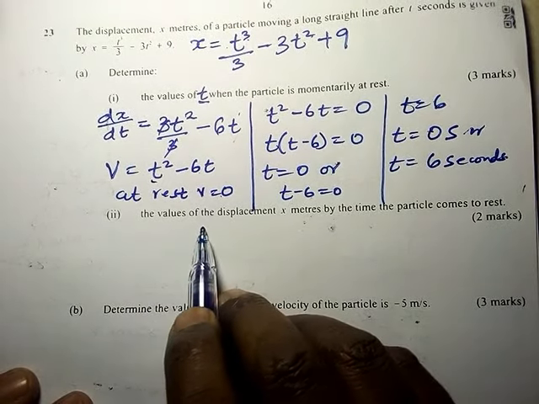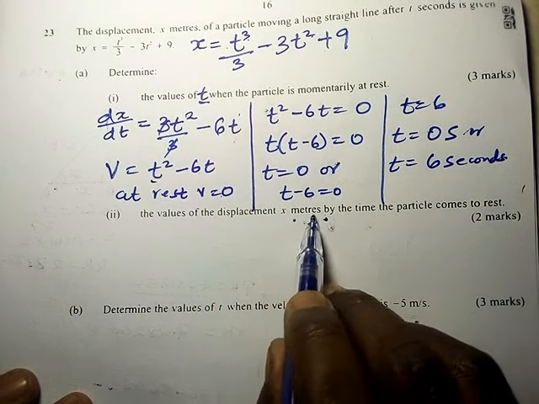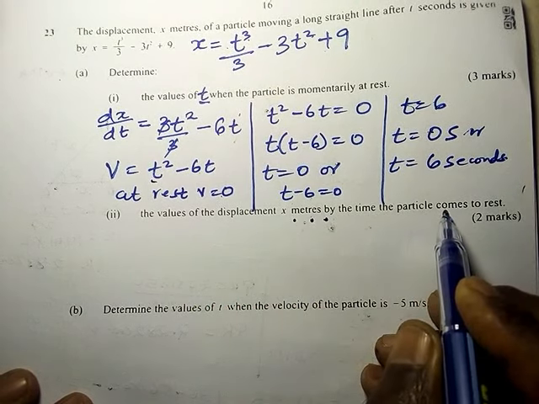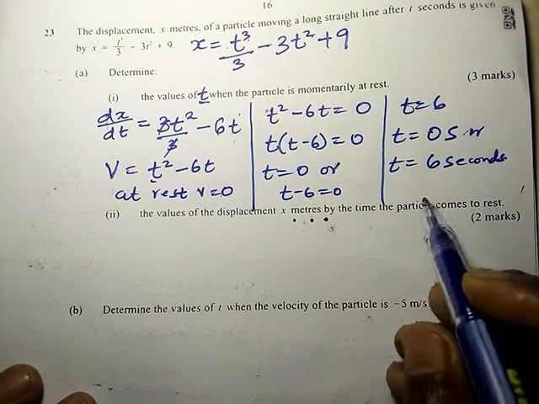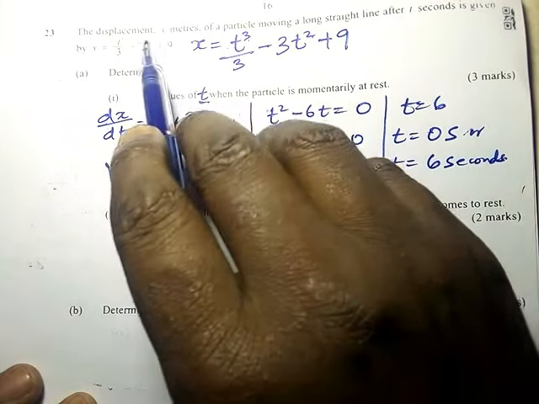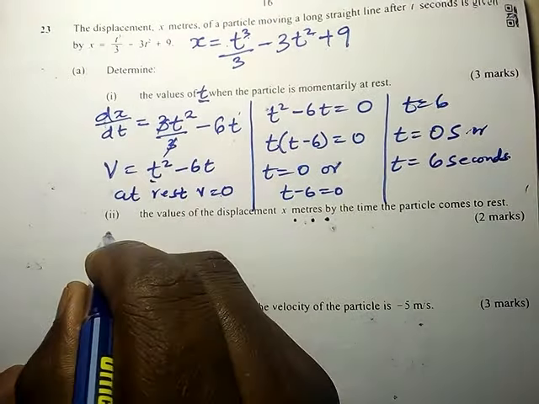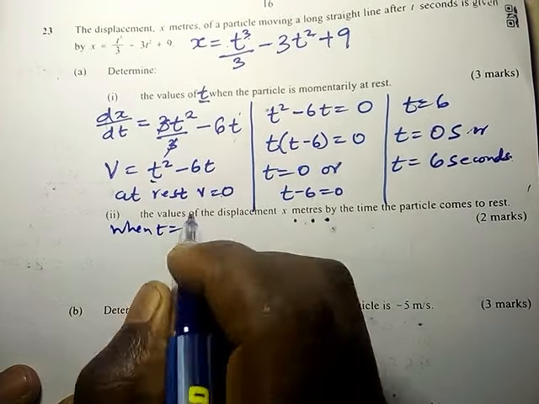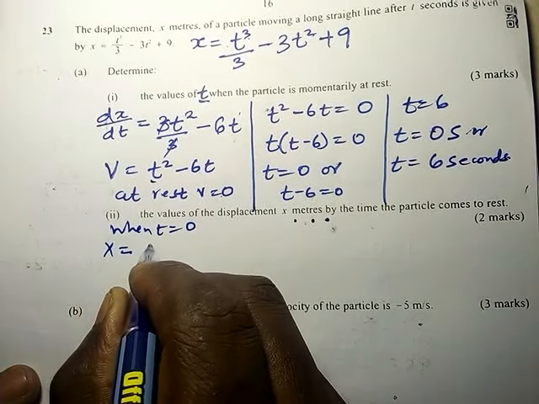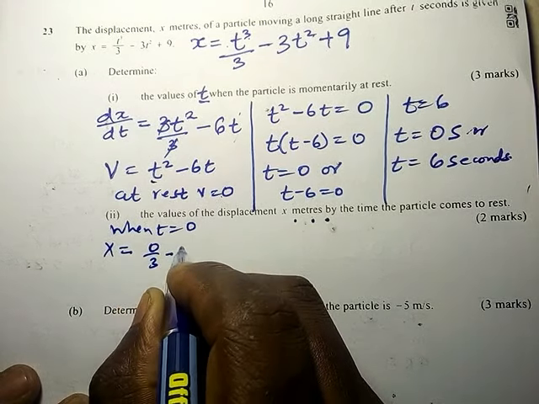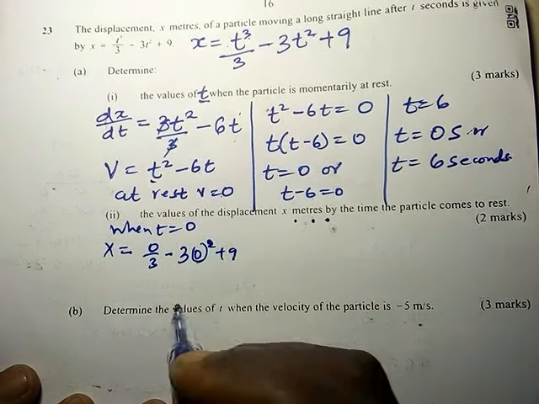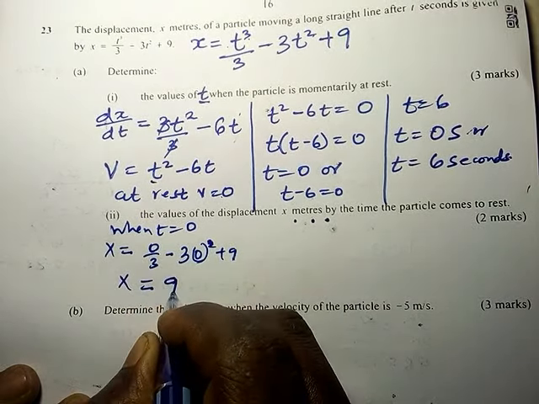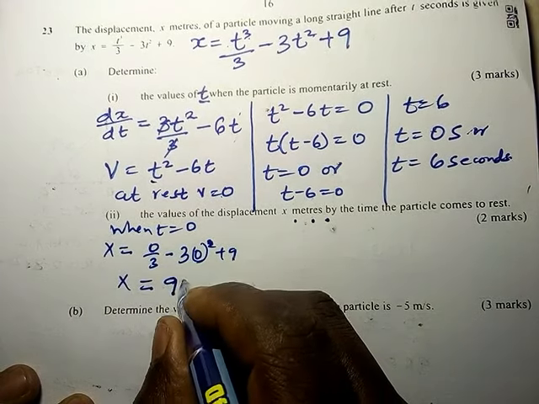The values of displacement x, in meters, by the time the particle comes to rest. So the displacement there, we need to substitute the values of t on this displacement. So when t is equal to 0, we are going to have x is equal to 0 over 3 minus 3 times 0 raised to power 2 plus 9. So x is going to be 9 meters.